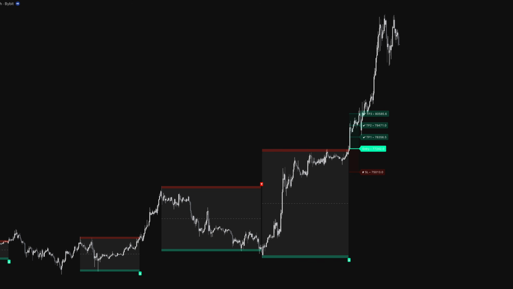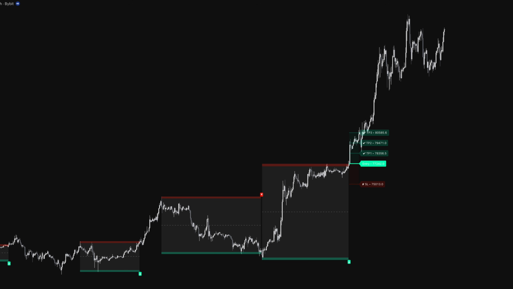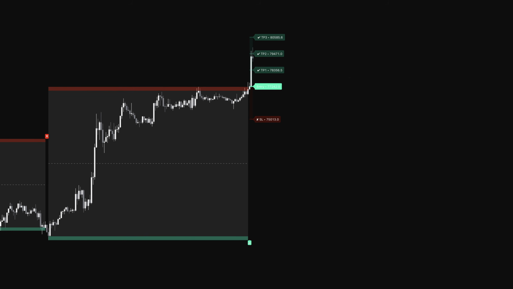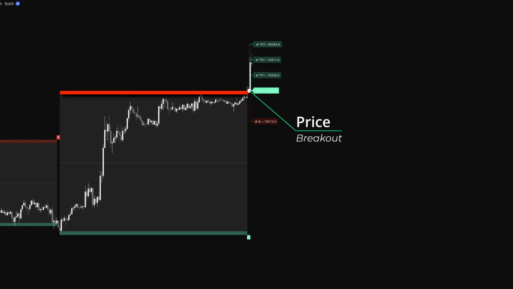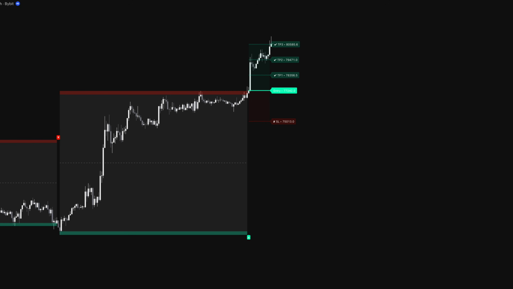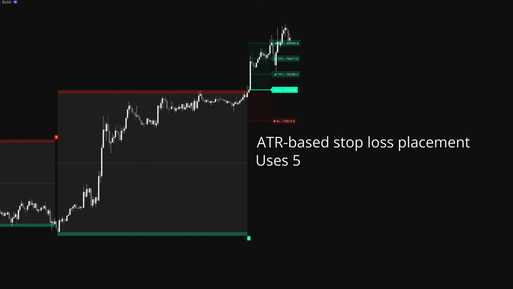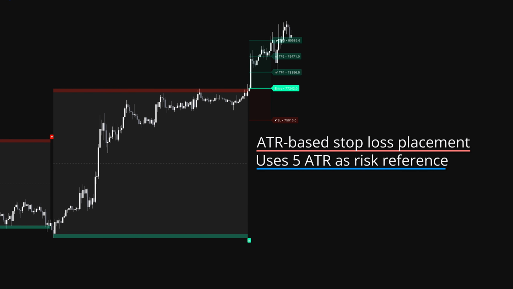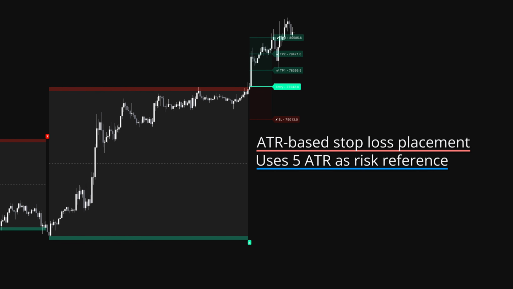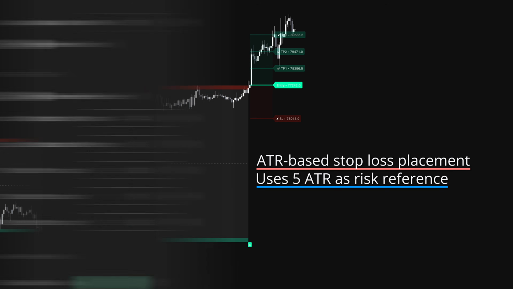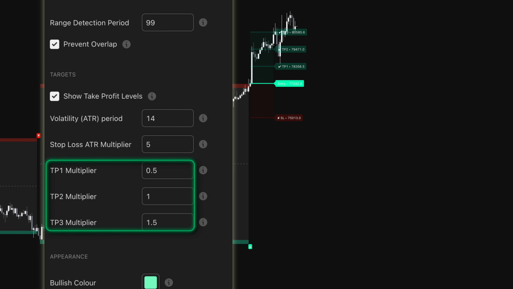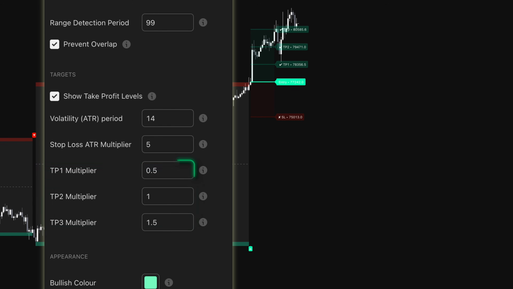The overlap prevention system checks whether proposed ranges intersect with existing active ranges before creation. Ranges extend forward each bar until price closes beyond their boundaries. Breakouts trigger when close exceeds the top for bullish or falls below the bottom for bearish, immediately removing the range and initiating target calculations. Target placement uses ATR-based stop-loss positioning, defaulting to 5 times ATR from entry as the risk reference. Take profit levels multiply this risk distance by user-defined ratios.